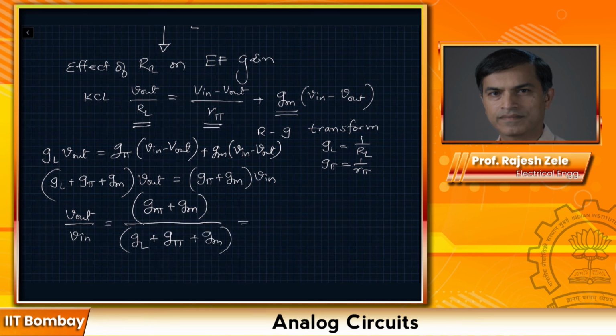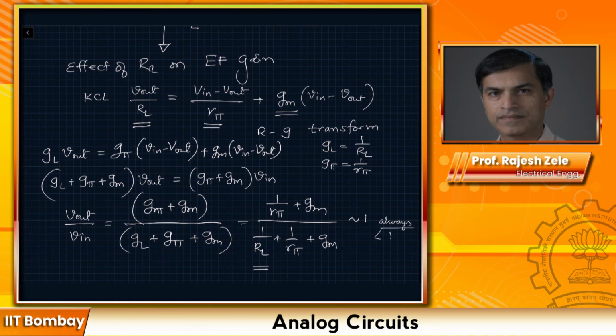Now we can undo our transform. This should give us reciprocal of R pi plus GM divided by reciprocal of RL plus reciprocal of R pi plus GM. Now what is the insight over here? If RL was infinity, then the gain would be 1. And in this case, the gain would be close to 1. However, it will always be less than 1. So emitter follower gives us gain which is less than 1. In the next lecture, we'll pick up from this point.